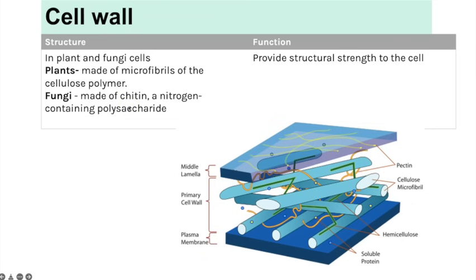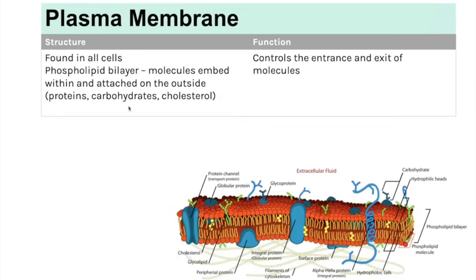The plasma membrane is found in all cells, and this is the cell membrane, so the cell surface membrane, but also when we say it's a membrane-bound organelle, it's also made up of this phospholipid bilayer with the different molecules embedded within it. And the function of the plasma membrane is that it controls what can enter and exit the cell.